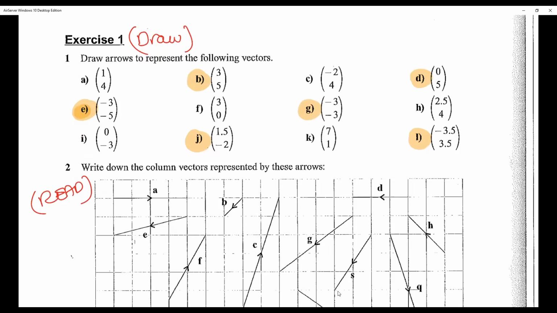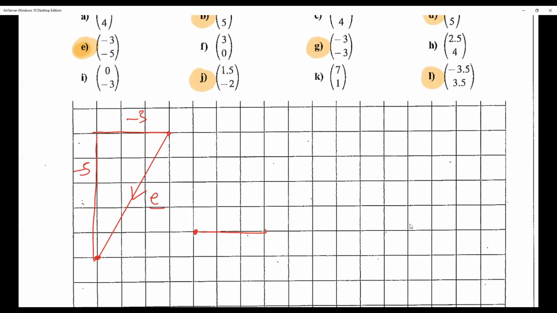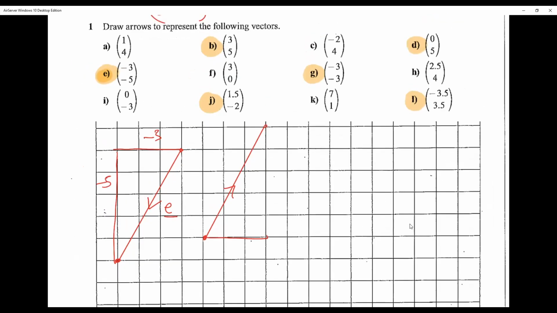Just going to pause the recording for a second while you have a go. Recording. So that's the first one. That's E. Now B is going to be 3 and 5. So if I start here, it'll be 3 along, and then it'll be 5 up, which will be up here. So that one was E, and that one will be B.